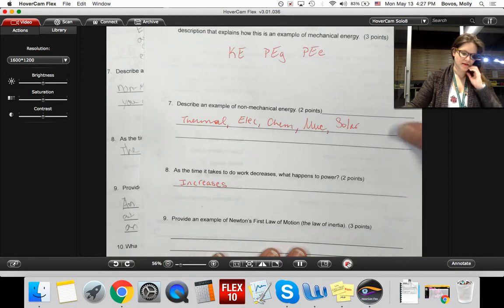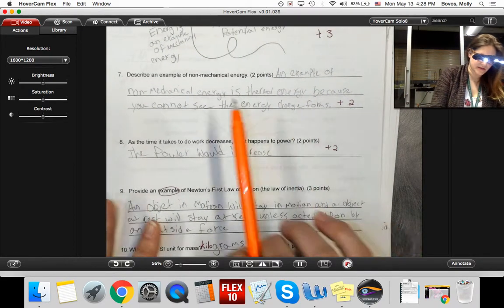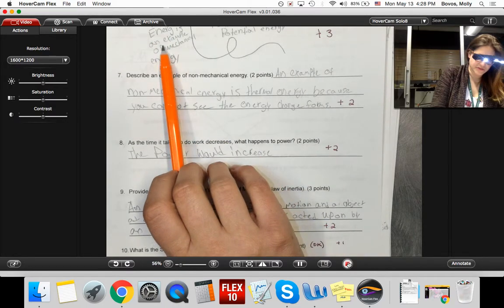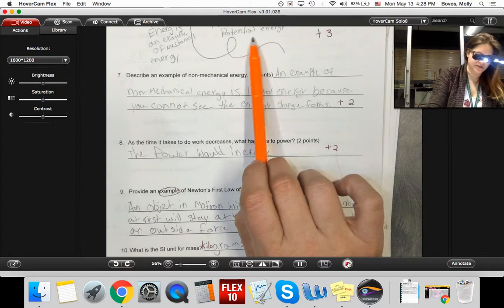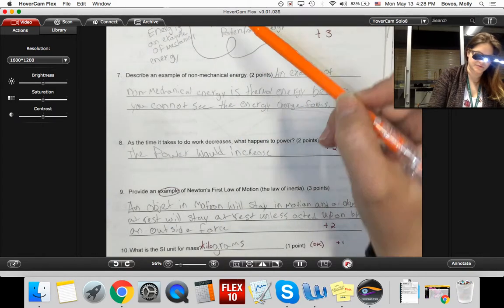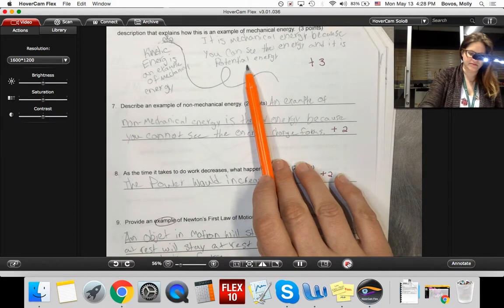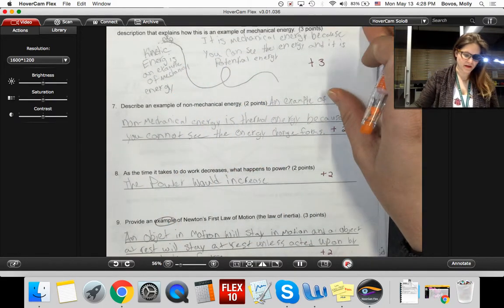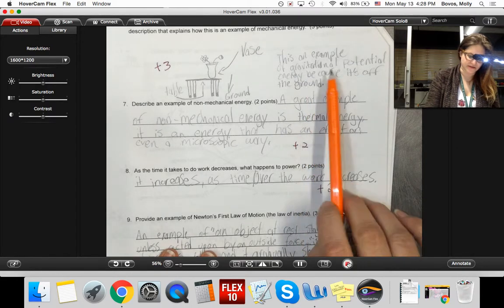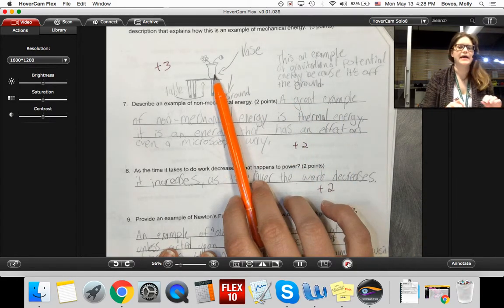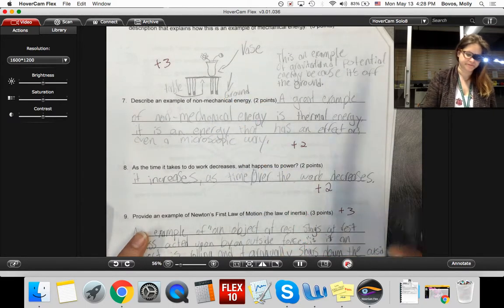So in this example, this was good because we see if the object is moving, that's going to be kinetic energy. You can also see the potential energy here. I would have liked to see that this was specifically gravitational potential energy in this example. Here's another one. This is gravitational potential energy because the vase is off the ground. Excellent. Really specific. Really good example here.